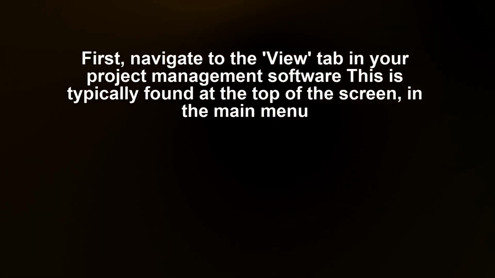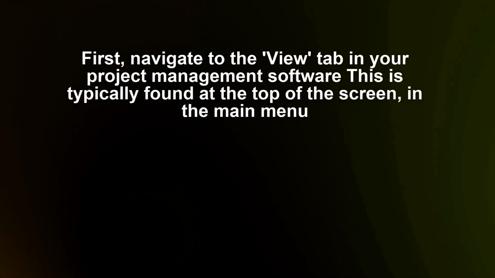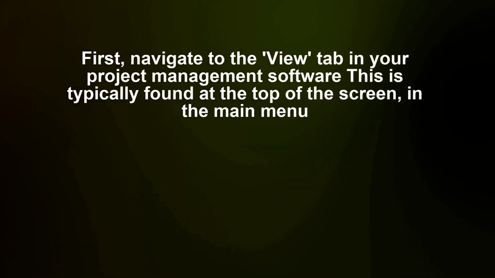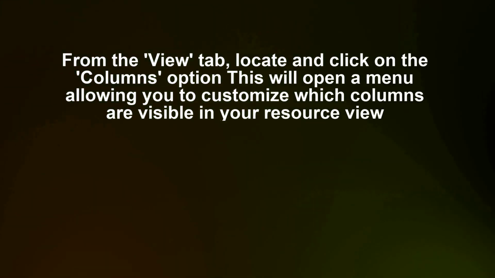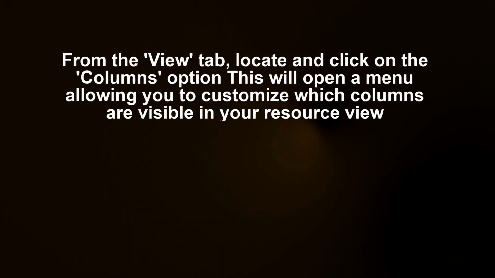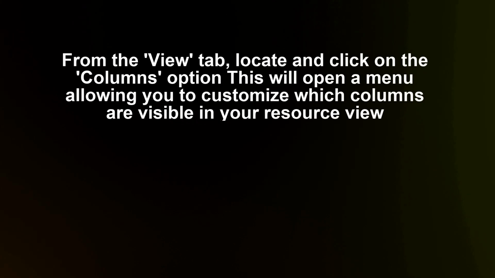First, navigate to the View tab in your project management software. This is typically found at the top of the screen, in the main menu. From the View tab, locate and click on the Columns option. This will open a menu allowing you to customize which columns are visible in your resource view.